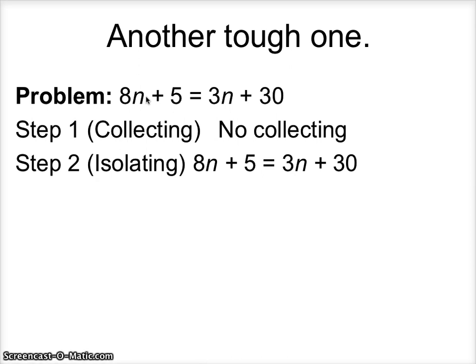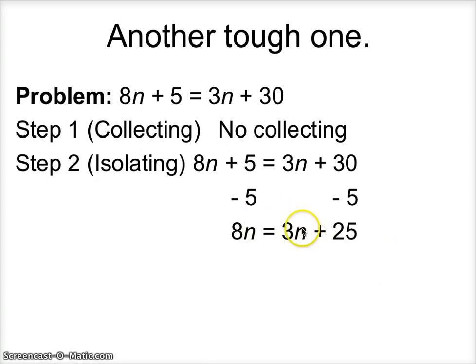So, we're still going to isolate. We're going to pull the 5 out of there because I still need to get all the n's. The end goal is still the same. We still need to get all the n's by themselves. So I'm still going to take away 5 from both sides. 5 minus 5, that's 0. 30 minus 5, that's 25. So my new equation looks like this.